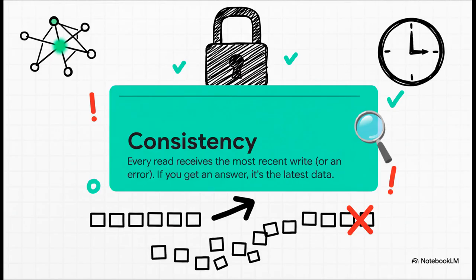All right, first up, we have consistency. Think of this one as the absolute perfectionist. Consistency guarantees that anytime you ask for a piece of data, you either get the most recent, 100% correct version, or you get an error. It would rather tell you nothing at all than give you an answer it's not totally sure about.